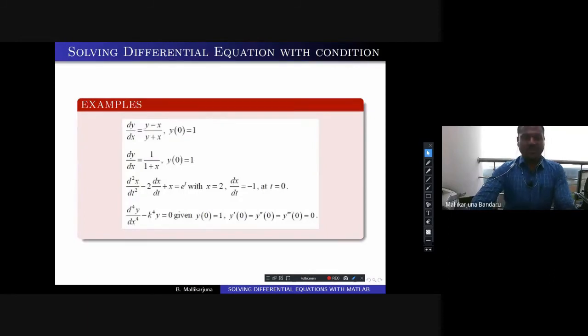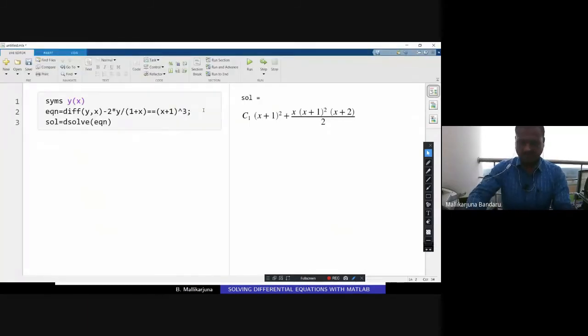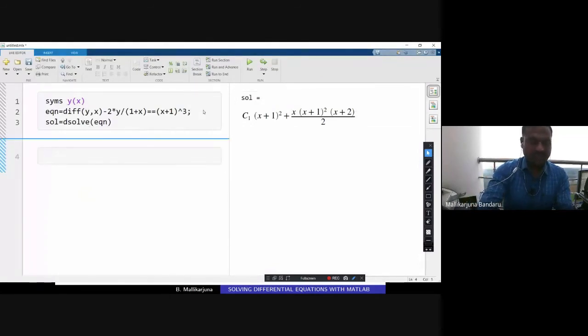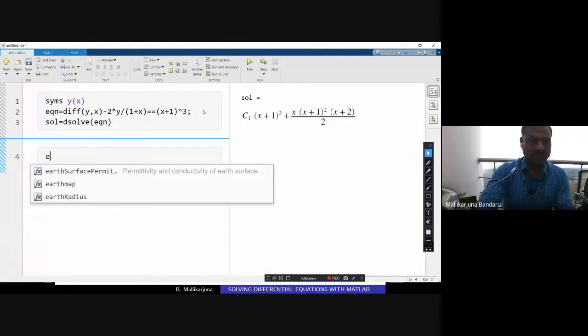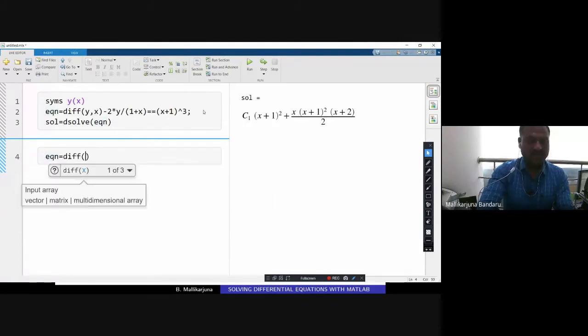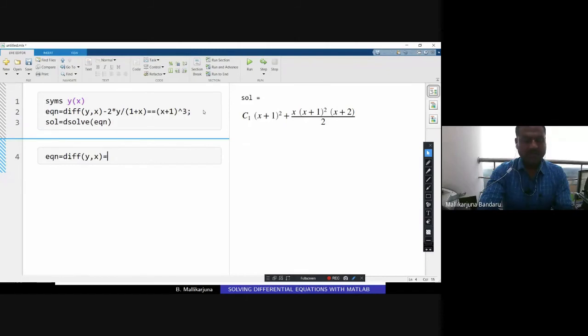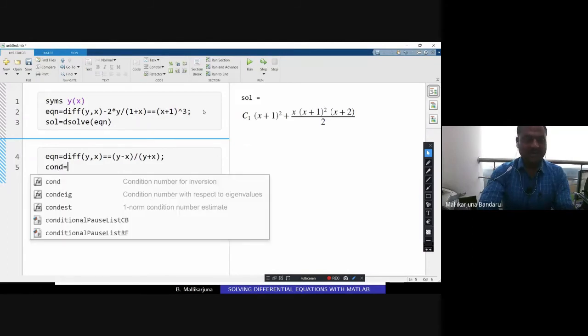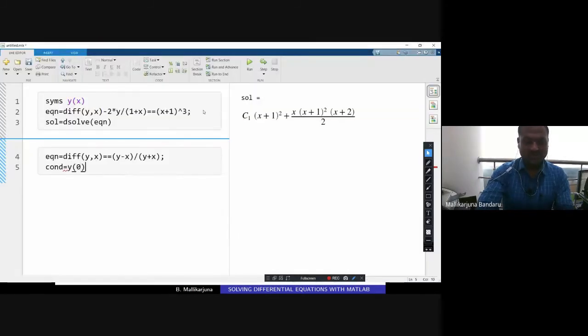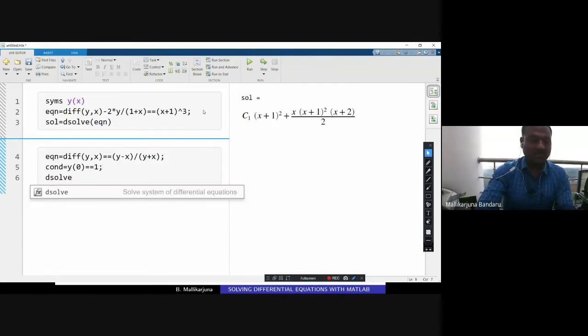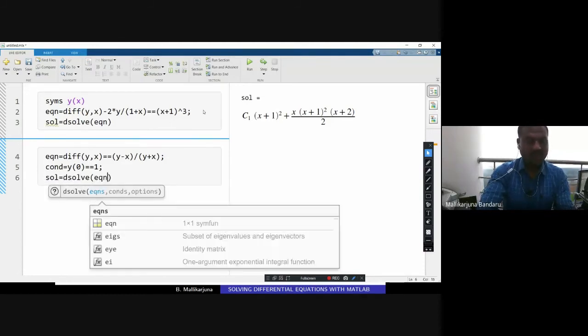dy by dx is equal to y minus x by y plus x. Equation is equal to differentiation of y with respect to x, I mean dy by dx is equal to y minus x by y plus x. This is the equation. Now what is the condition? Condition is equal to y of 0 is equal to 1. And this is the syntax for the solution. Solution is equal to dsolve equation comma condition.